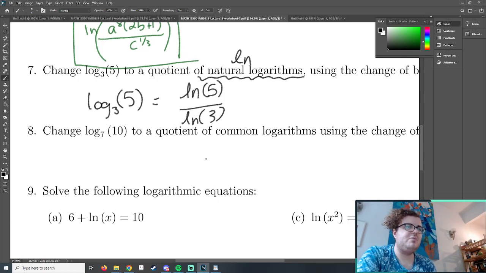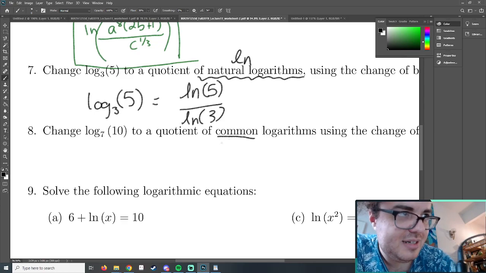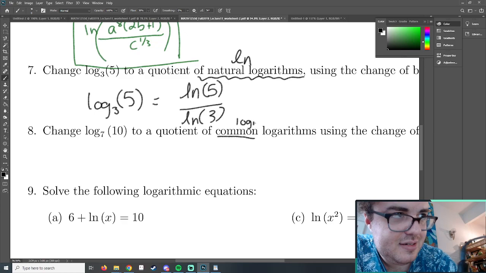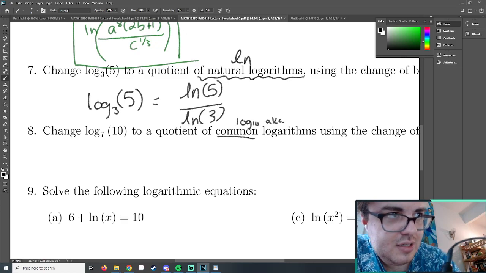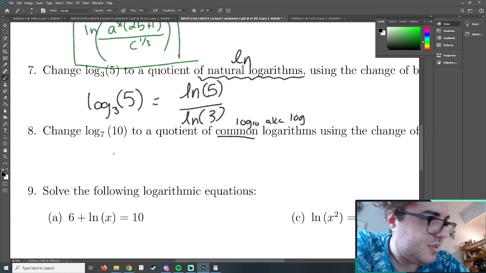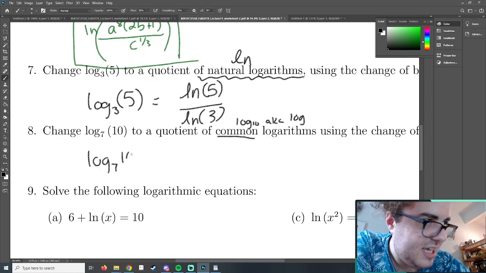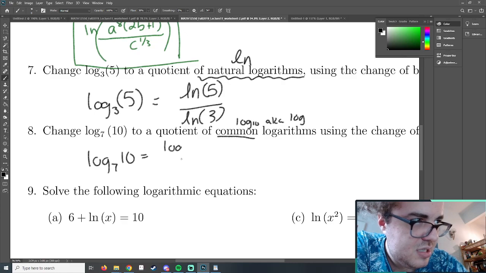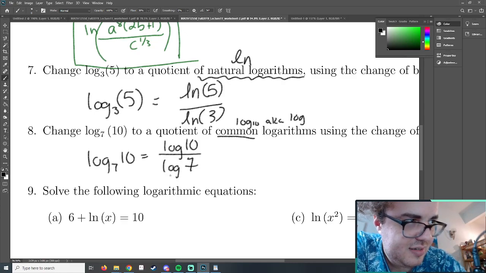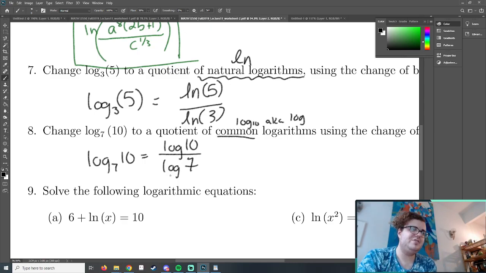Same thing here. They wanted common logarithm. Sorry, when I said standard logarithm before, I meant common. So this is log base 10, or log. So the common logarithm, so log base 7 of 10 must equal log 10 divided by log 7. So the power I raised 7 to get 10 is the power I raised 10 to get 10 divided by the power I raised 10 to get 7.